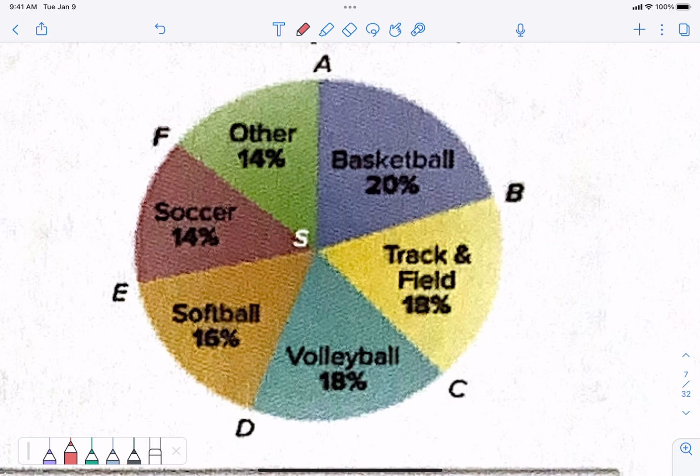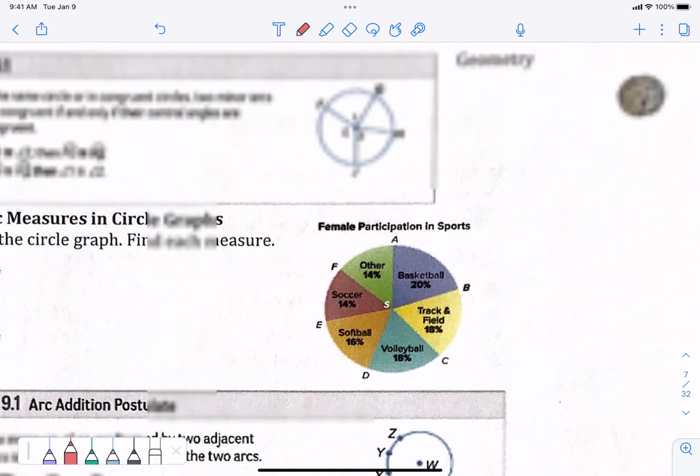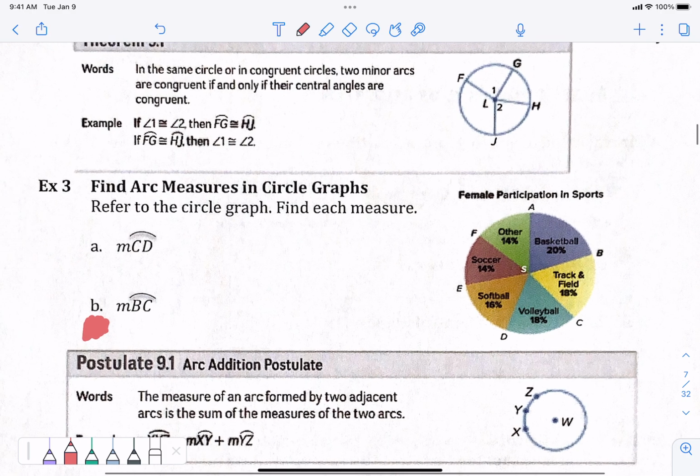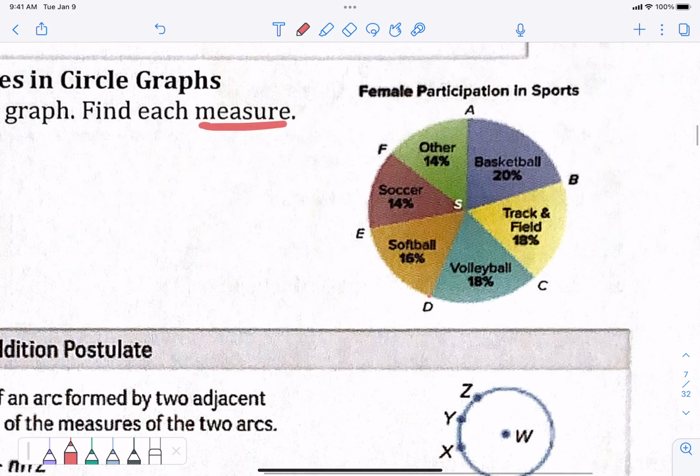That's not degrees, because percentages are out of 100, degrees are out of 360, so it's a little bit of a tricky thing. All right, they're asking us to refer to the circle graph and find each measure. So they want to know the measure of arc CD, and CD is the volleyball chunk, okay? And CD is 18%, but that doesn't mean 18 degrees. How do I figure out how many degrees that is?